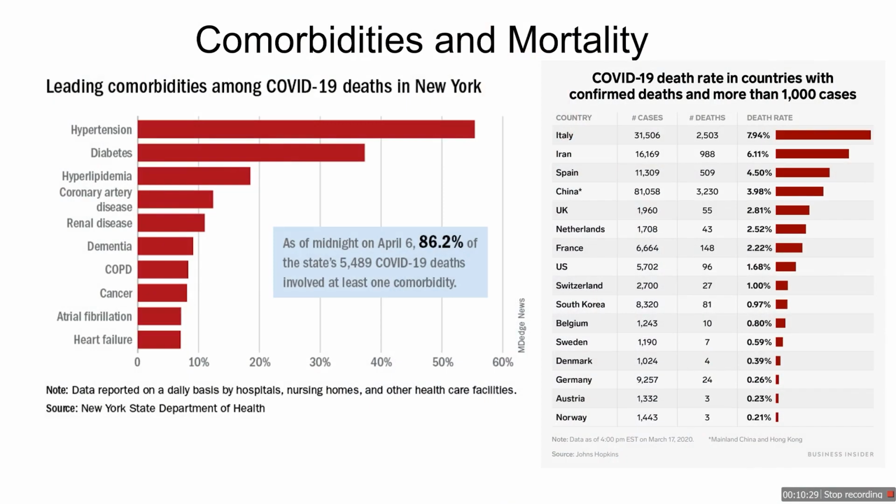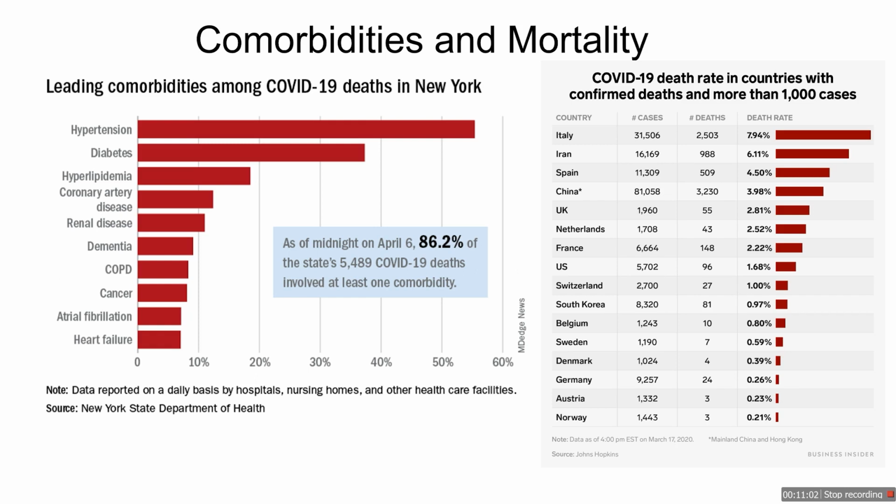Now, it's interesting that we think that the amount of clotting that is going on during severe disease is perhaps one of the biggest factors why people die. Now, the comorbidities and mortality that you're seeing on this slide, on the left side, are the leading comorbidities at the moment, and this was a study done in New York. Hypertension, diabetes, hyperlipidemia, and coronary artery disease. All of these things actually increase the chance of dying from COVID-19.